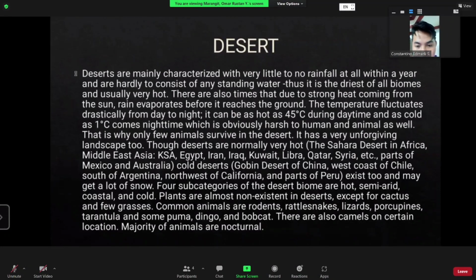True deserts are normally very hot. The Sahara Desert in Africa, Middle East, Asia, Saudi Arabia, Egypt, Iran, Iraq, Kuwait, Libya, Qatar, Syria, etc. Ito yung mga country na may desert at pinaka-hottest country sa mundo. Kabilang sila dito. Parts of Mexico and Australia. Cold deserts, Gobi Desert of China, west coast of Chile, south of Argentina, northwest of California, and parts of Peru exist too and may get a lot of snow. Four subcategories of the desert biome are hot, semi-arid, coastal, and cold.